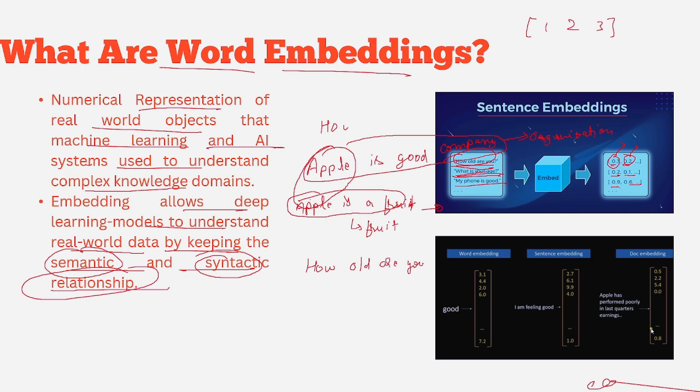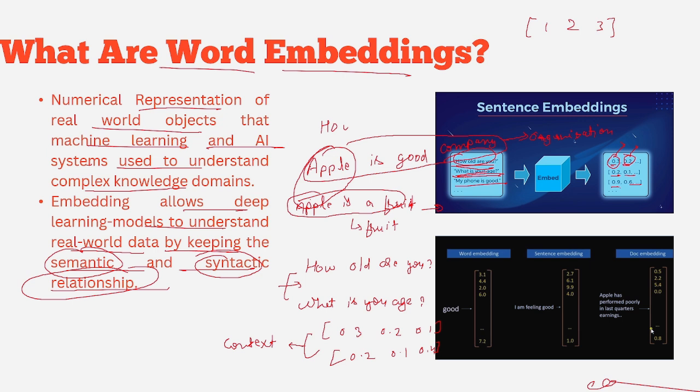How old are you? And what is your age? These are two sentences with the same context; both are asking for age. And here you can see the vectors are also the same, like 0.3, 0.2, and 0.1. Suppose this is my vector, 0.2, 0.1, or 0.4. So these vectors have the same context.